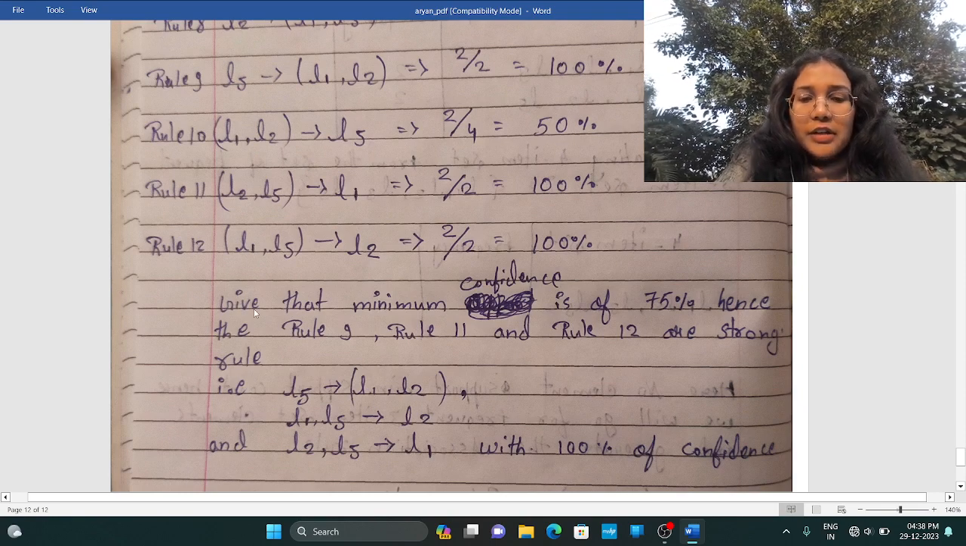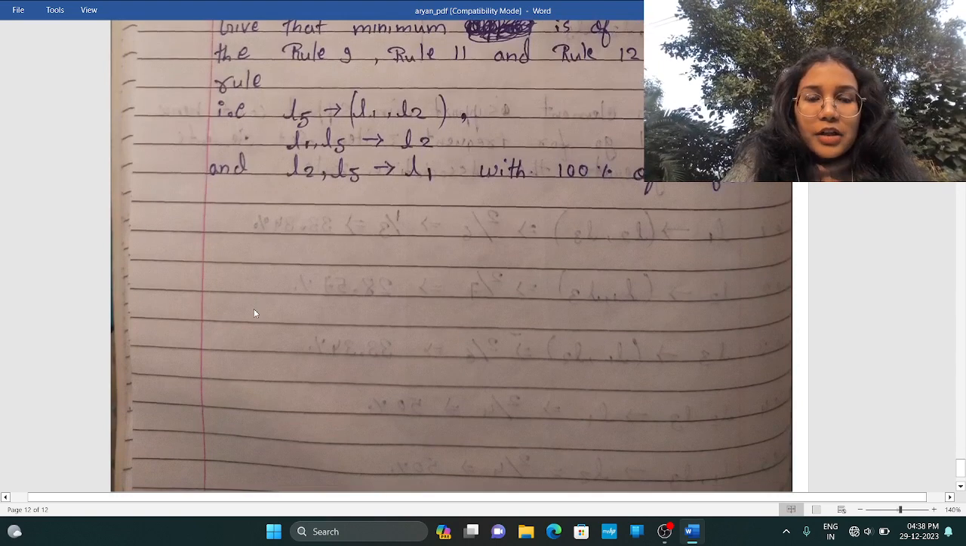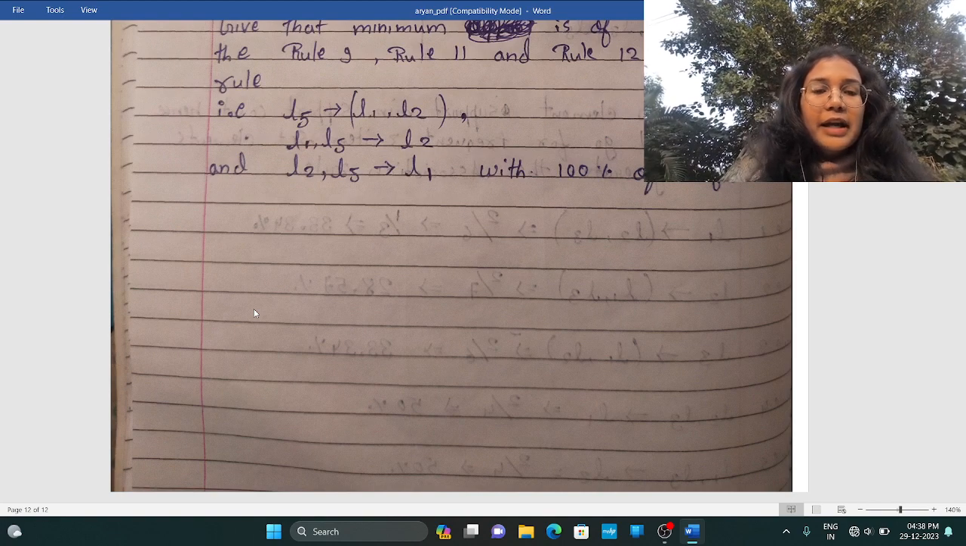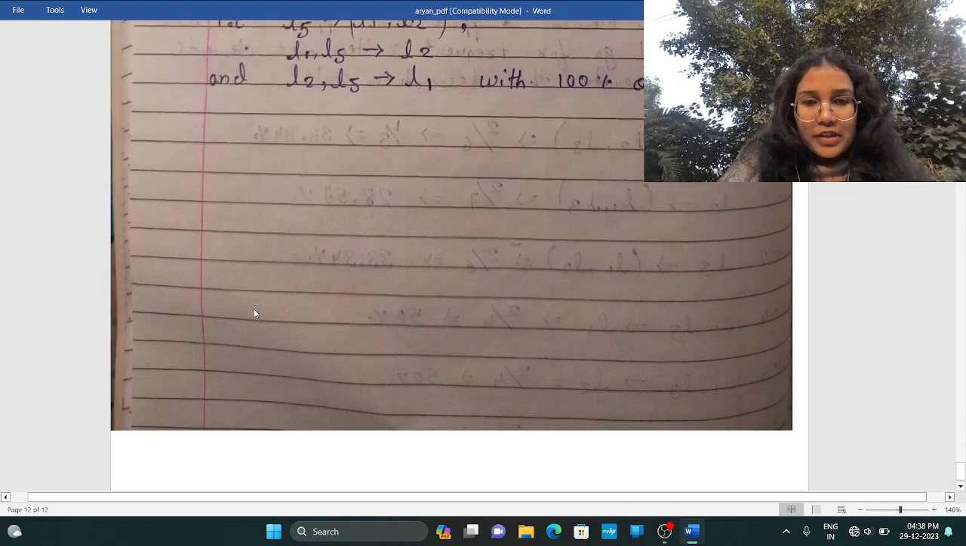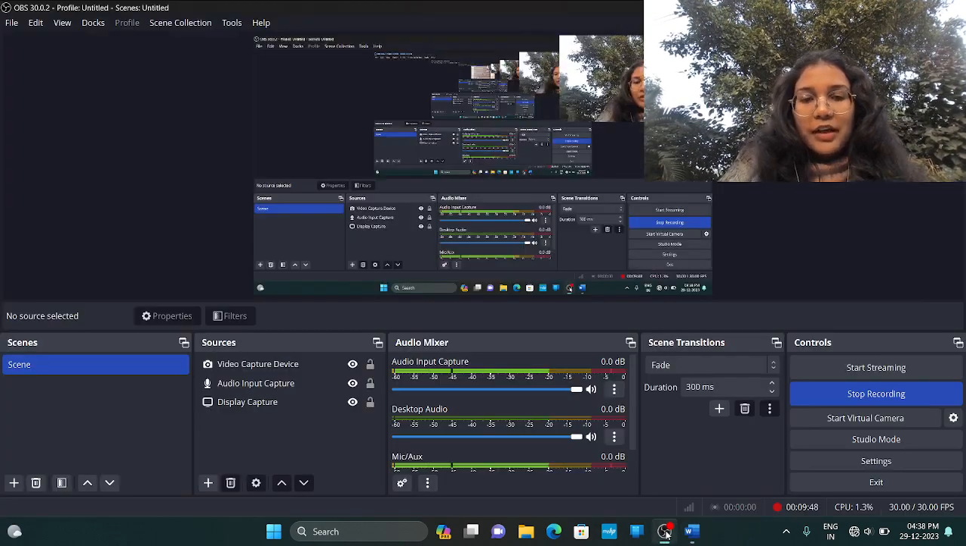Given that the minimum confidence is 75%, rule 9, rule 11 and rule 12 are strong rules. That is L5 implies L1 and L2, L1 and L5 implies L2, and L2 and L5 implies L1, with 100% confidence. So we discussed this paper and we got the solution. Now, thank you so much.